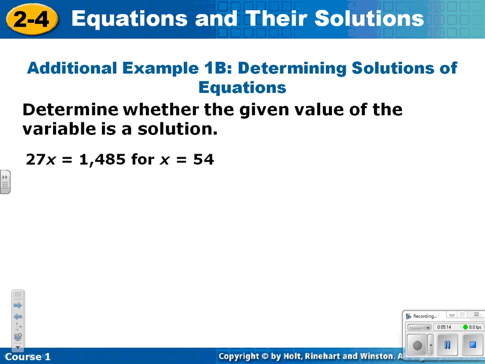Next one. We have to determine whether it's a solution. How do we do this one? This one's different. This one's not the same. It's not subtraction. What is this? What is 27x? What does that mean?